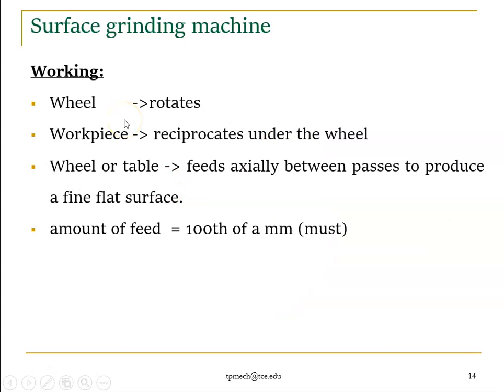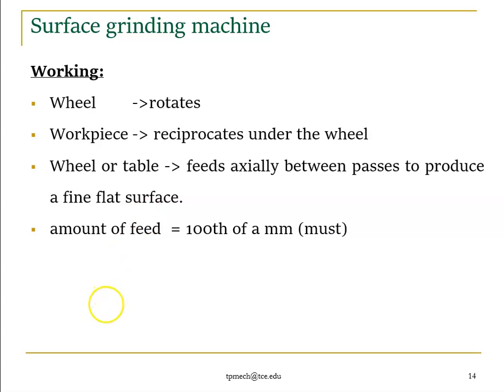So here the wheel rotates, right? The tool rotates. The workpiece reciprocates under the wheel. The wheel or table may feed axially between passes to produce a fine flat surface, right? So the wheel or table can move crosswise. It will provide a crosswise movement.